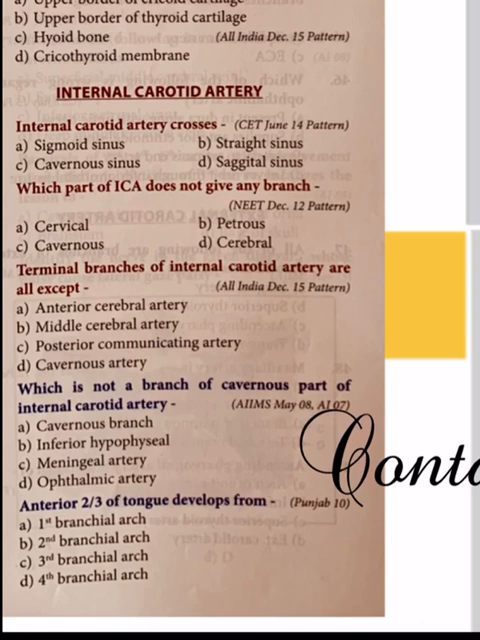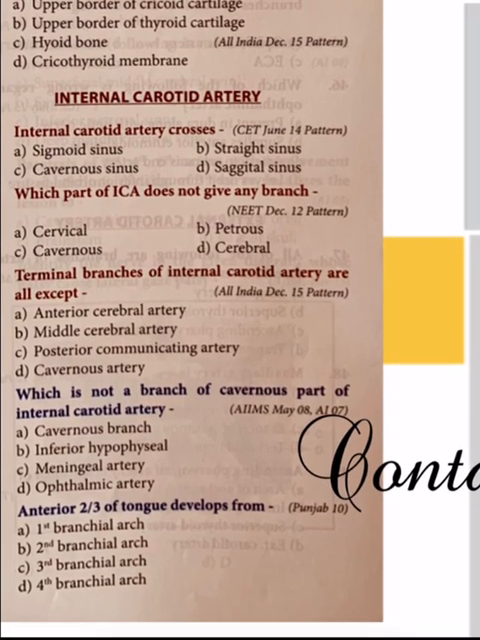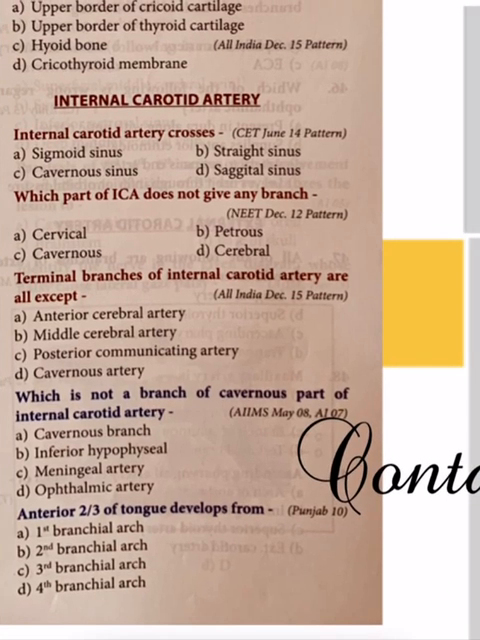Okay, middle cerebral is your larger terminal. So the examiner, I think, wants to know the branches of the cerebral part of ICA, not the terminal branches, okay. So in this scenario, the answer can be more appropriately D, cavernous artery, okay. Now coming to the next question, which is not a branch of the cavernous part of internal carotid artery.